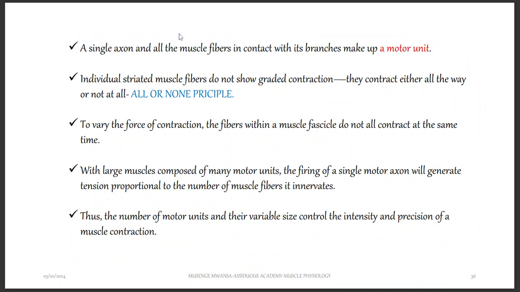A single axon and all the muscle fibers in contact with its branches will make up a motor unit. Individual muscle fibers will not show graded contraction. In other words, if you stimulate them now, and then you stimulate them later, it will not cause them to contract more. Instead, they follow the all-or-none principle. You should give them enough action potential necessary for them to contract. That is the threshold frequency or the threshold potential.